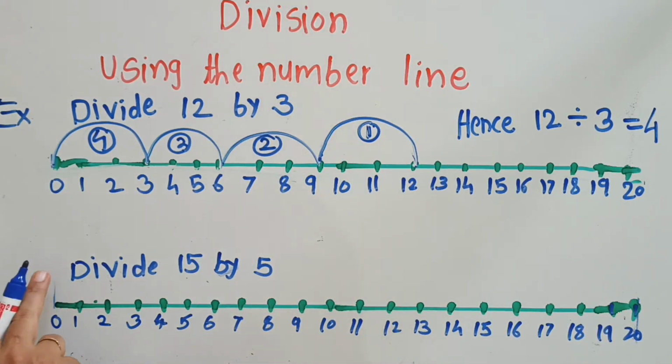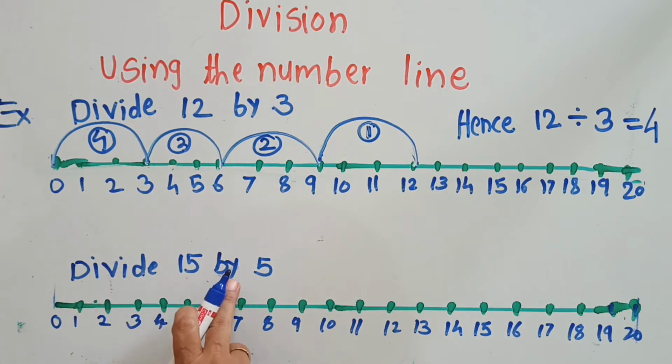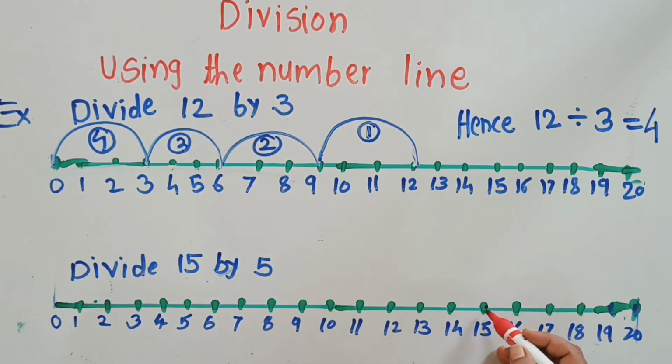Now see here one more example. Divide 15 by 5. First you have to see the number 15 on the number line. Here it is, and we have to divide by 5. So you have to jump backward 5 numbers. From here 1, 2, 3, 4 and 5. Yes, we come here near 10. This is the first step.